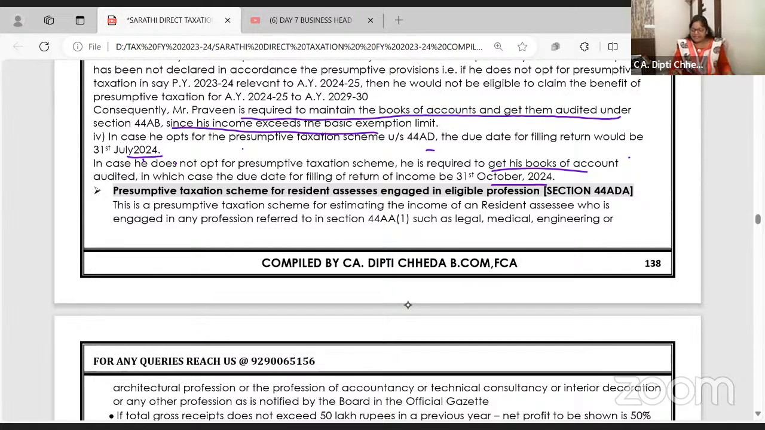Same way 44ADA. Two minutes, just listen to me now. What is 44AD? Presumptive taxation for retailers, business, individual, HUF, partnership firm. What is 44ADA? This was 44AD. What is 44ADA? Professionals. Professionals, if their gross receipts are up to 50 lakhs, they need not maintain the books. अगर कोई CA है, उसकी gross receipts is 30 lakhs.